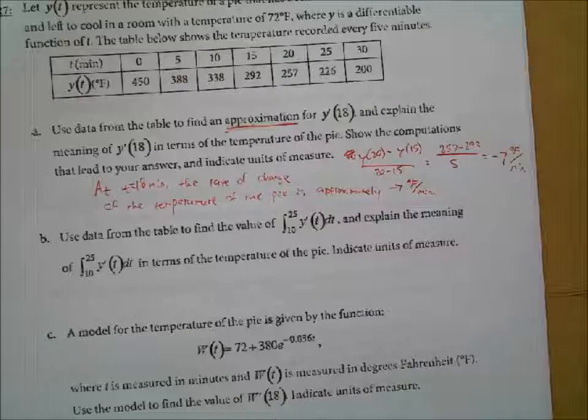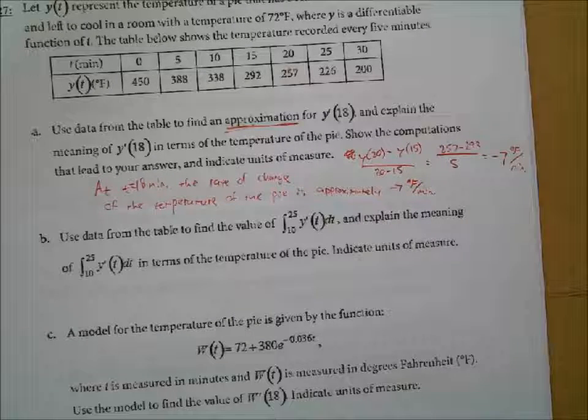We could further say that this indicates what is happening to the temperature of the pie at time t equals 18. The temperature of the pie is what? Decreasing, right? A negative derivative indicates the original function, in this case the temperature of the pie, is decreasing at that instant. But again, for the context, it makes sense, right? We should have a negative value here. The pie is going to be cooling off.